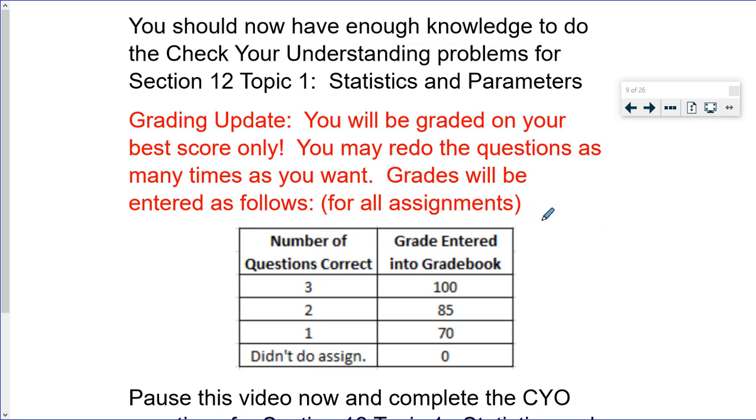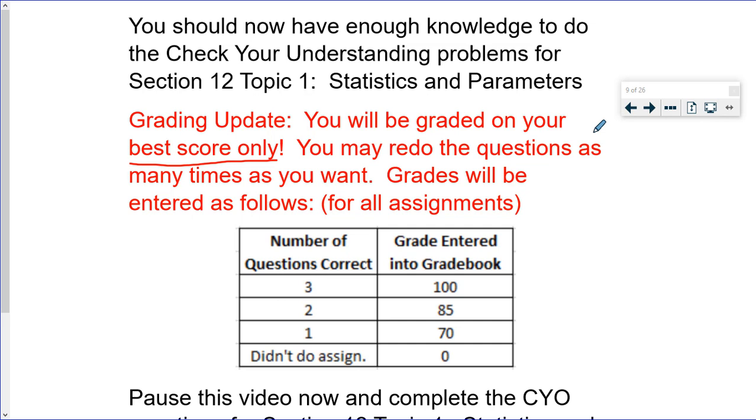Whenever you do those check your understandings, they're 3 questions long. If you get 3 questions right, you're going to get a 100 in the grade book. If you get 2 of them right, that's really 67%, I'll give you an 85. If you get 1 of them right, that's really a 33, I'll give you 70. But if you don't do the assignment, you're going to get a 0, of course. Again, you're only going to be graded on your best score only. So if you take it 3 or 4 times, and that's how many times it takes you to get all 3 right, then please do it that many times.